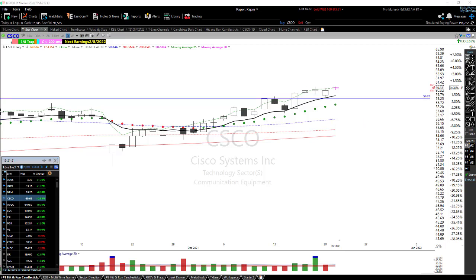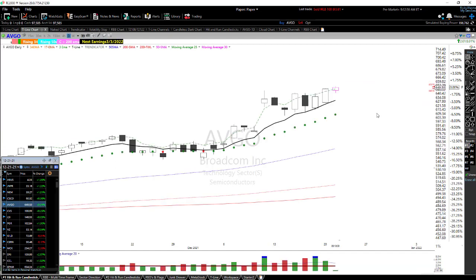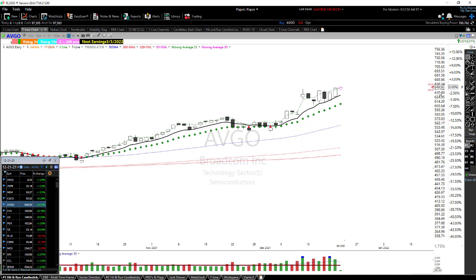As price moves up, then we can roll our stop up a little bit. As price rolls up again, we can roll our stop up a little bit. Pretty simple. AVGO, for you though, folks, can trade a $600 chart.